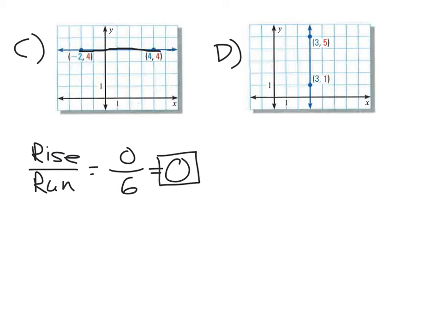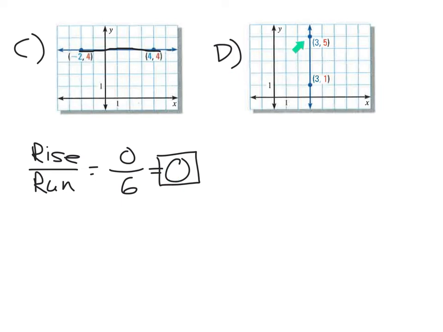And this is actually going to be the case for every horizontal line, right? Every horizontal line that we see, it's not going to go up or down. The rise is going to be 0. It's going to be 0 over some other number, which is always going to give us 0.